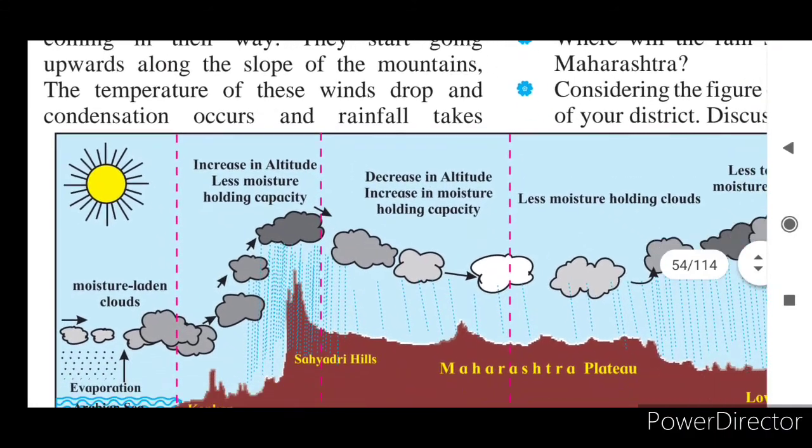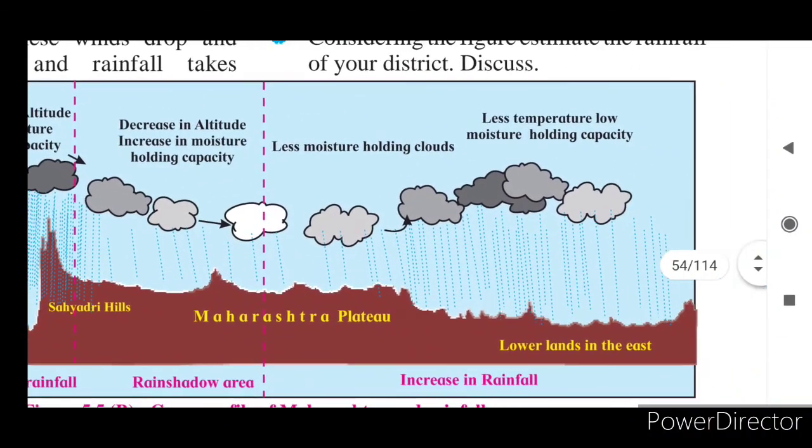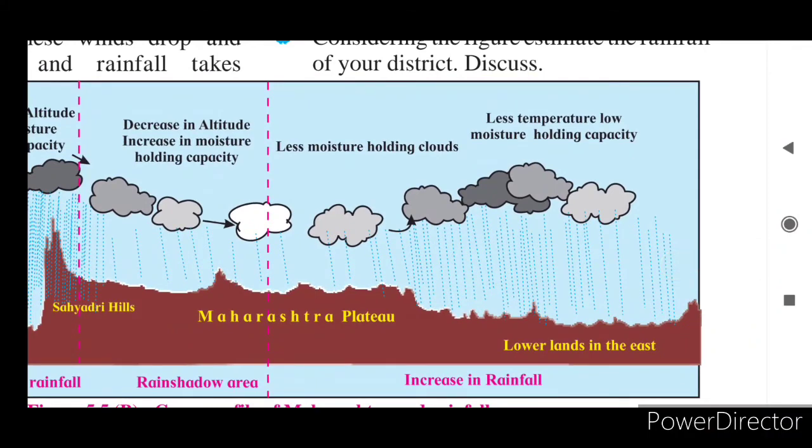See here, Sahyadri hills are there. In this region we can find orographic rainfall because of these Sahyadri hills. The clouds are obstructed and rainfall takes place. In the Maharashtra plain we are having convectional rainfall.